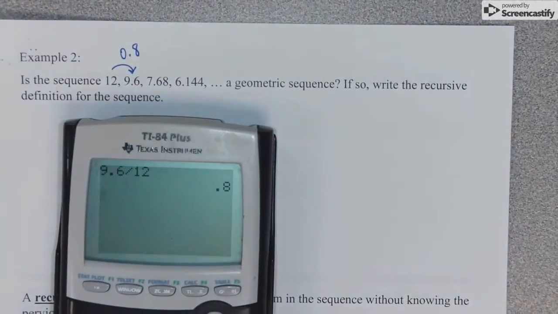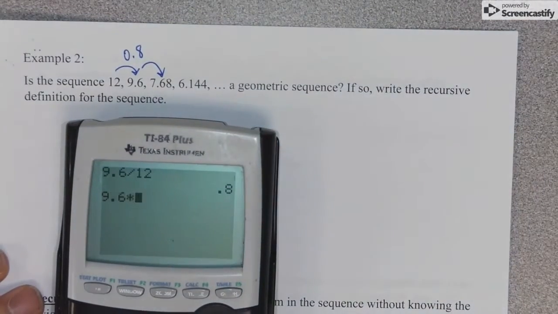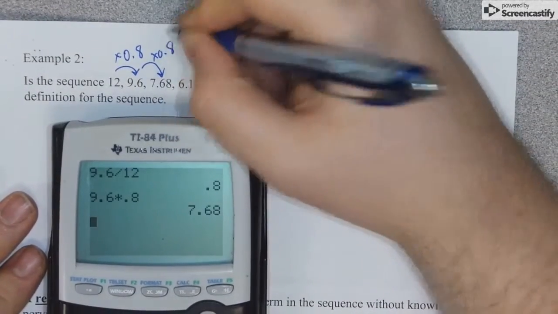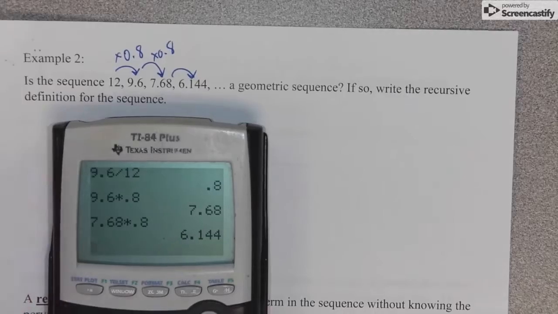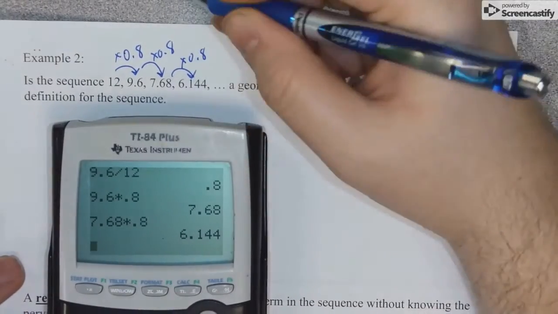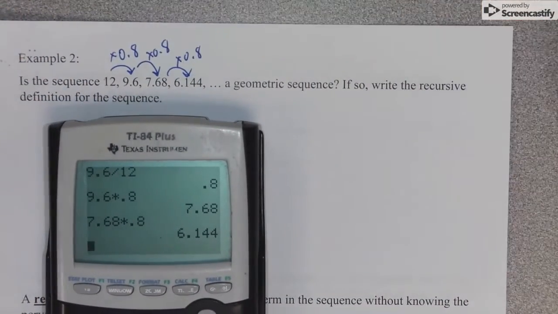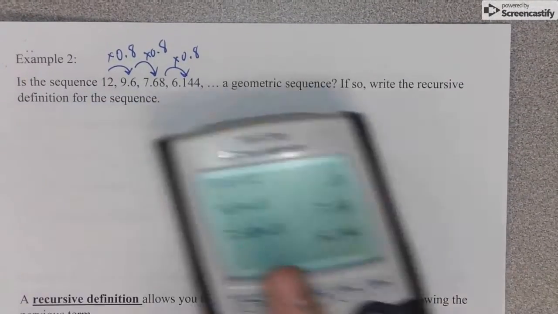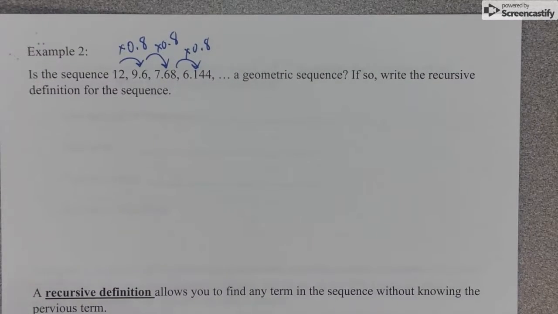So this would be 0.8. Now you can just check and see, is 9.6 times 0.8 equal to 7.68? If we do that, we do get 7.68. So this would be times 0.8. And then let's do 7.68 times 0.8, and you get 6.144. So times 0.8. So this is true. The first one we divided, so 9.6 divided by 12 gets us 0.8. If I did 12 times 0.8, I would get 9.6. So this is geometric. Since it is, we're going to be able to write a recursive definition.